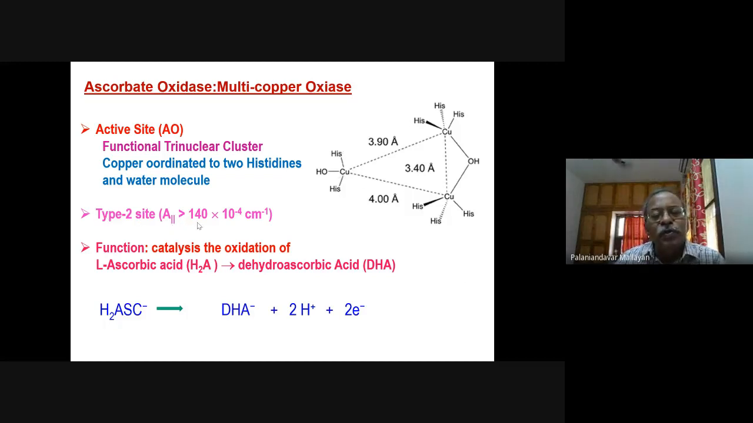A parallel is greater than 140, greater than 70. That means it's a type 2 center, located far away from this type 3 center. The function is to catalyze the oxidation of L-ascorbic acid to dehydroascorbic acid. There are umpteen good inorganic complexes also which are able to bring about ascorbic acid oxidation. It is interesting to look at this particular reaction. So here also 2 electrons are generated. Those 2 electrons can be handled by them easily.